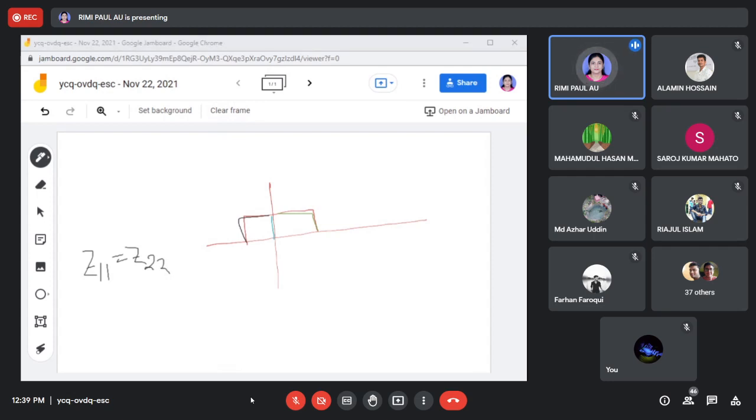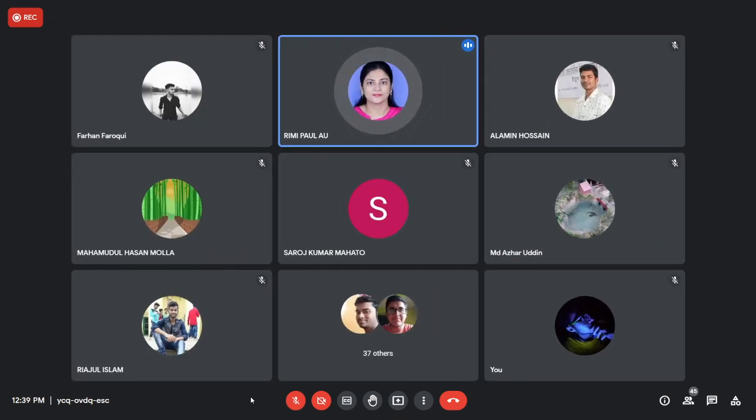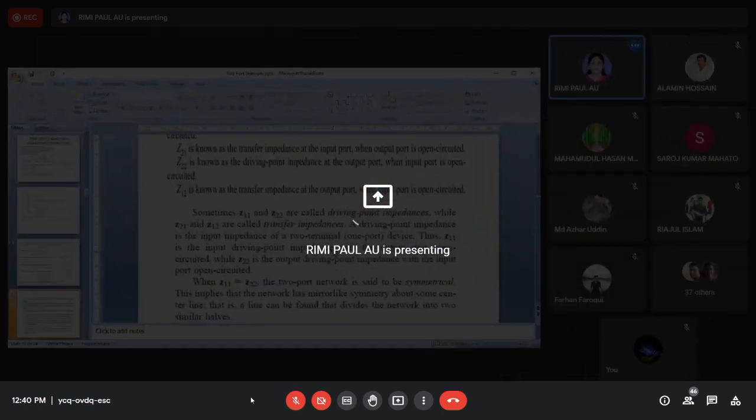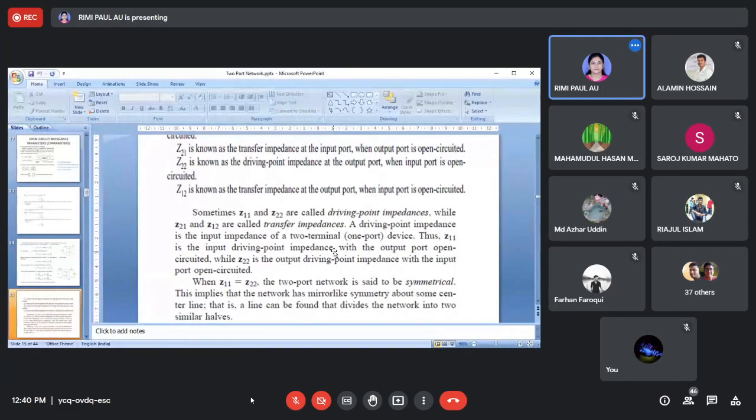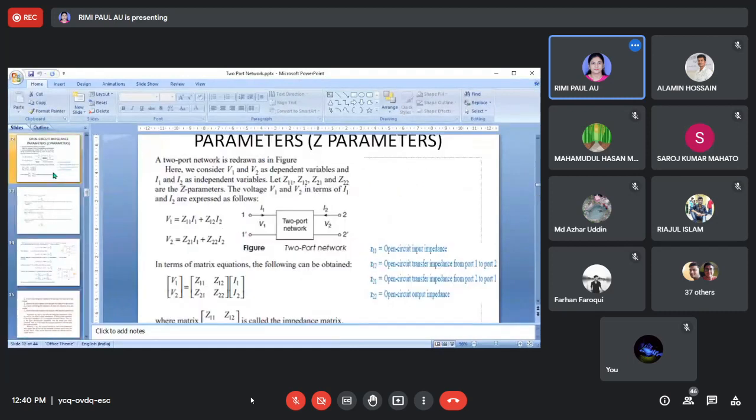And now, what is the condition by which we can say that the circuit is reciprocal or not? So what did we study in the reciprocity theorem? Can anyone tell me the reciprocity theorem?